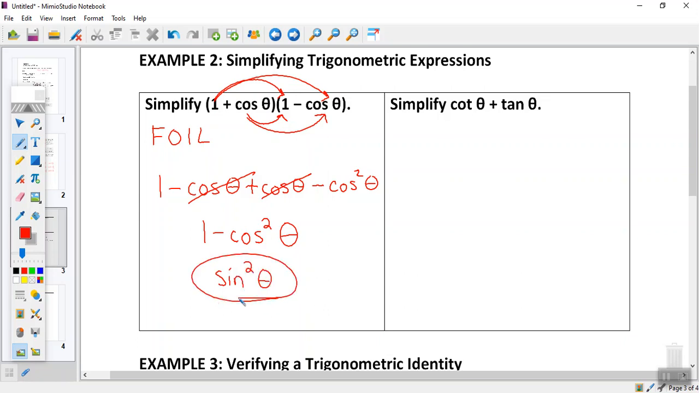So if you ever see 1 plus cosine theta times 1 minus cosine theta, you'd be like, ooh, that's the same as sine squared theta. And if I was in an equation, I could replace it with that. Okay. All right, next one.